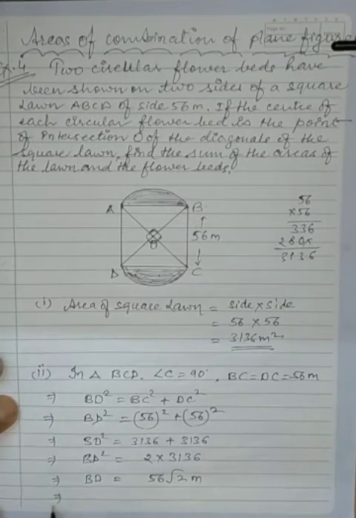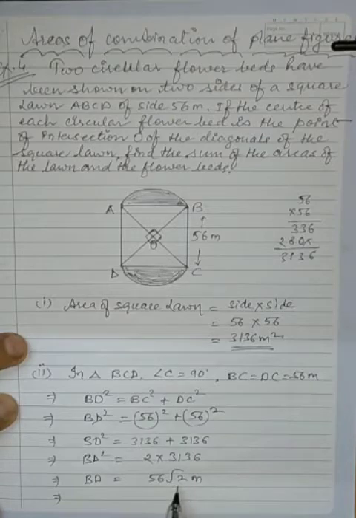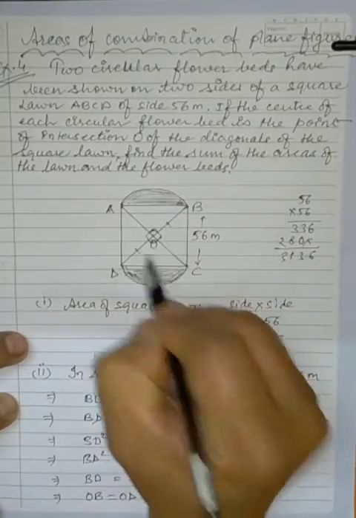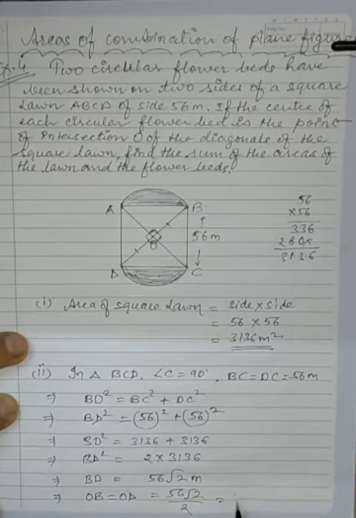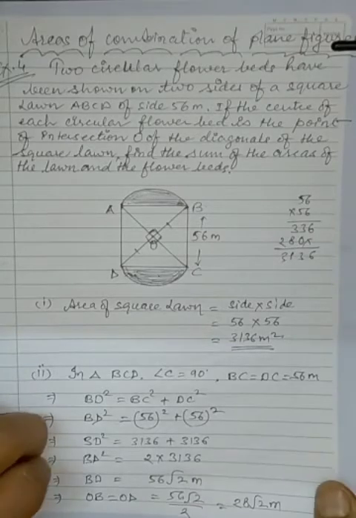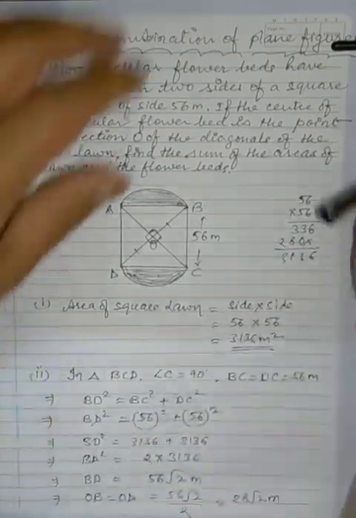Also, if BD is 56 under root 2, therefore OB, which is equal to OD, as diagonals bisect, will be 56 under root 2 upon 2. We can cancel 56 by 2, and it is 28 under root 2 meter. That means we have got the radius for the segment.